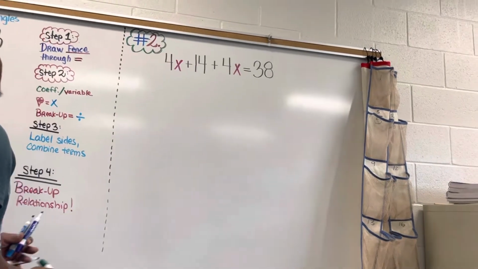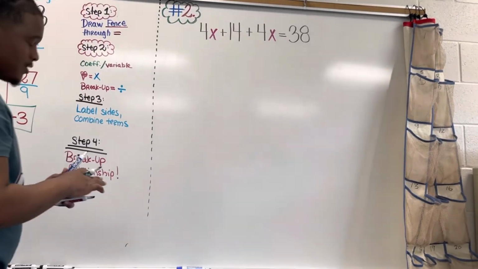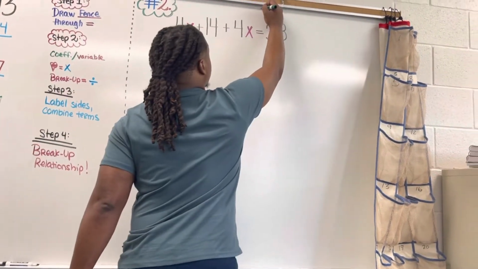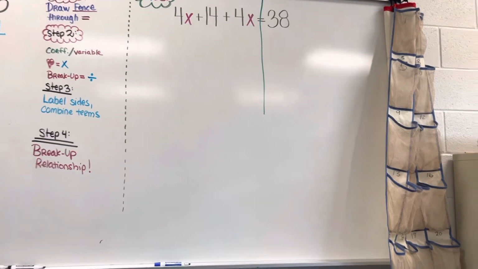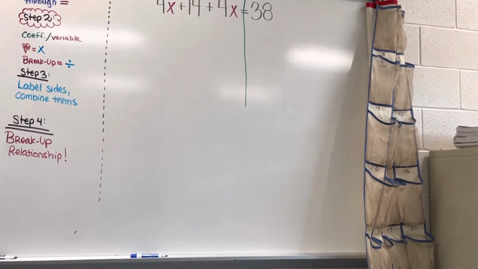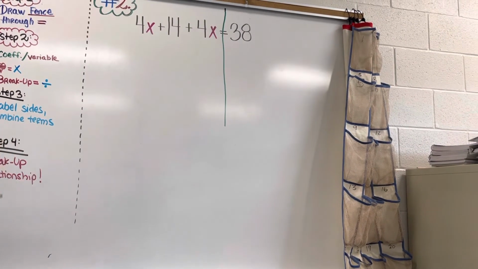Okay, same thing. I'm just gonna follow the same steps, okay? Draw a fence. I'm gonna draw a fence going down the equal sign. Boom. So I'm separating the room, okay? Now, also, they want us to identify the relationships, if there are any relationships.